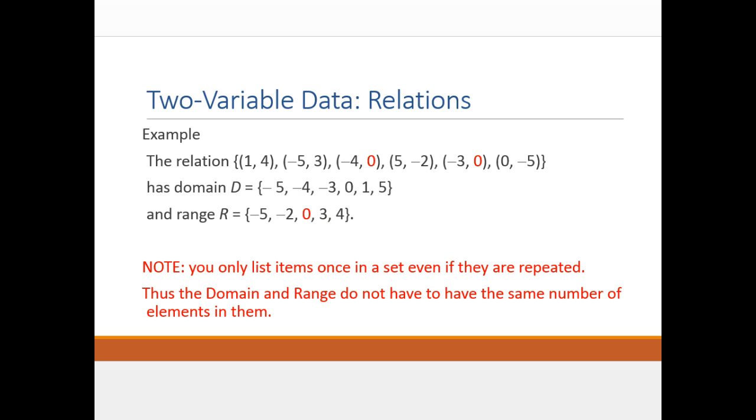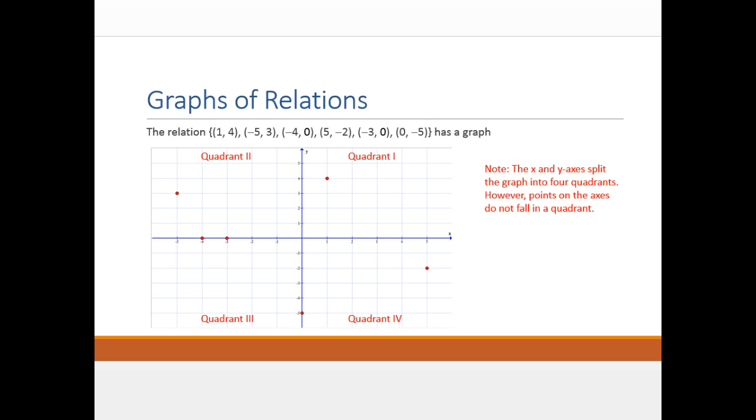Now I can also visually represent this relation by simply showing the graph of this relation. All I'm doing is plotting my data points. This is the point 1, 4. This is the point negative 5, 3, negative 4, 0, negative 3, 0, 0, negative 5, and 5, negative 2.